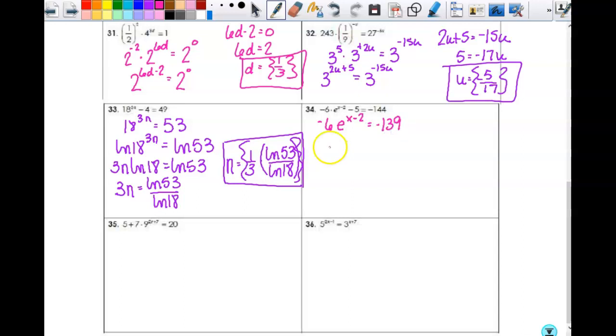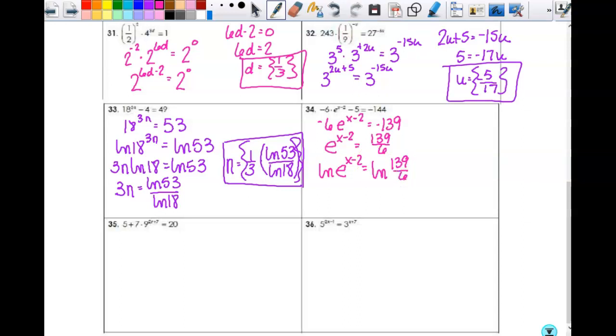Now I can divide both sides by negative 6, so e to the x minus 2 power equals 139 divided by 6. It becomes positive because I have a negative divided by a negative. So now I can take the natural log of both sides. The natural log of e to the x minus 2 equals the natural log of 139 over 6.